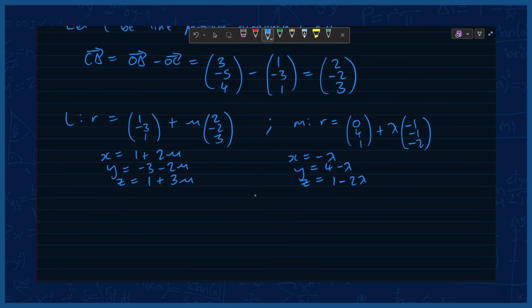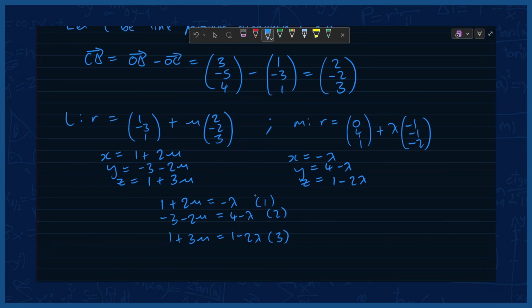Since we're solving for a point of intersection, we simply have to equate our equations together to find that point. So 1 plus 2 mu is equal to negative lambda. That's equation 1. Our second equation is -3 minus 2 mu is equal to 4 minus lambda. That's equation 2. And 1 plus 3 mu is equal to 1 minus 2 lambda.